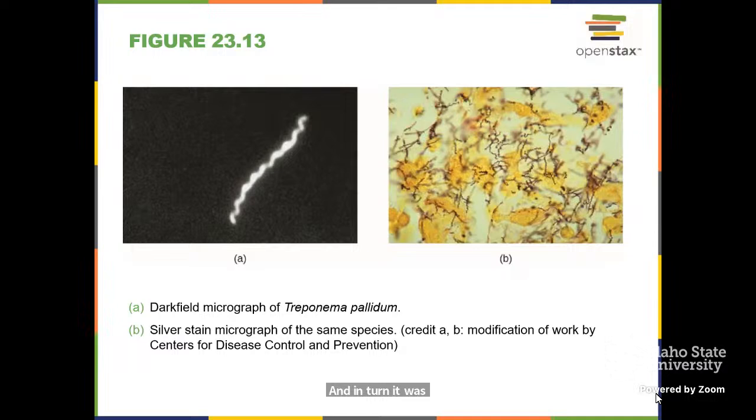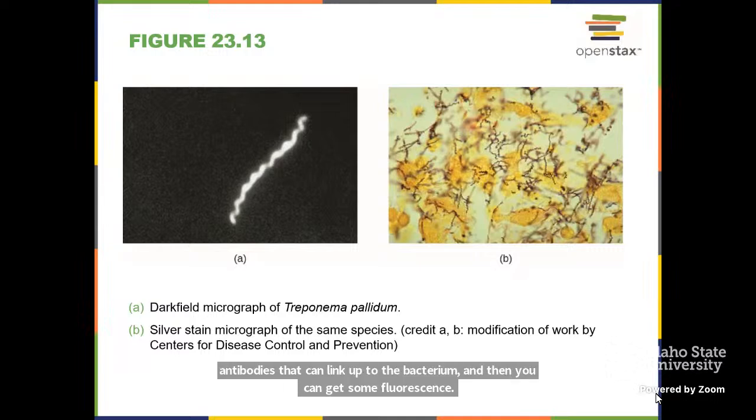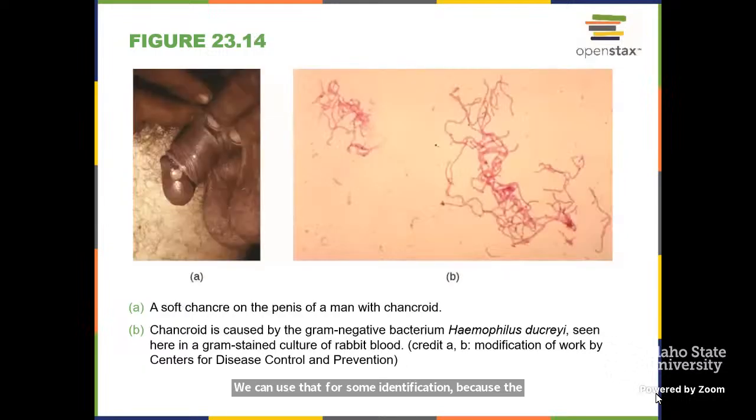But then you wonder, at what cost? So treponema is another spirochete, as we see this dark field image of it, and then a silver stain. There are other potentials where we can use some antibodies that can link up to the bacterium, and then you can get some fluorescence, and we can use that for some identification because the antibody would be specific to that organism.